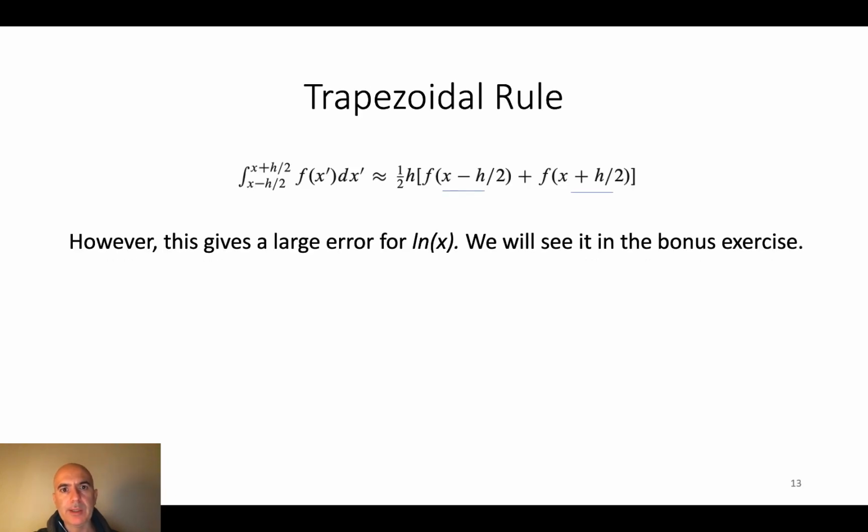A second technique is called the trapezoidal rule. In this case, we're going to use 2 points that are equally distant from x, and this is nice because we don't need to calculate this function at the point 0 anymore, right? So we basically avoid the singularity by adding plus h over 2 and minus h over 2, right? So we calculate the function at these 2 points. However, you will see in your calculation that the error is quite big.